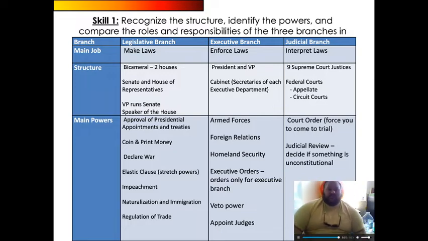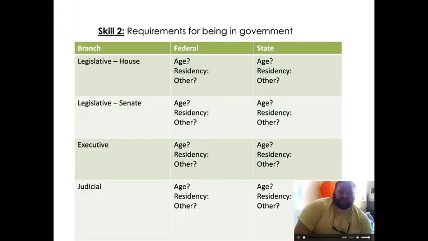All right. That should be enough time. We're moving on. Skill 2. What are the requirements for being in government?